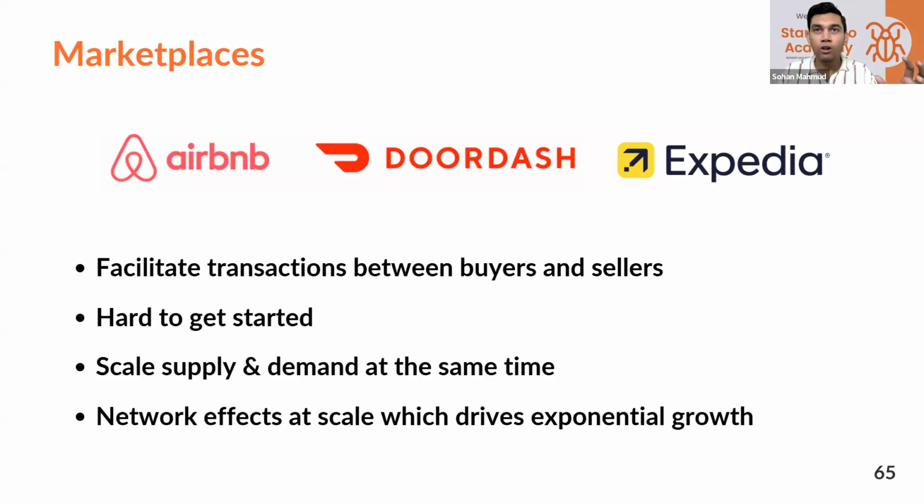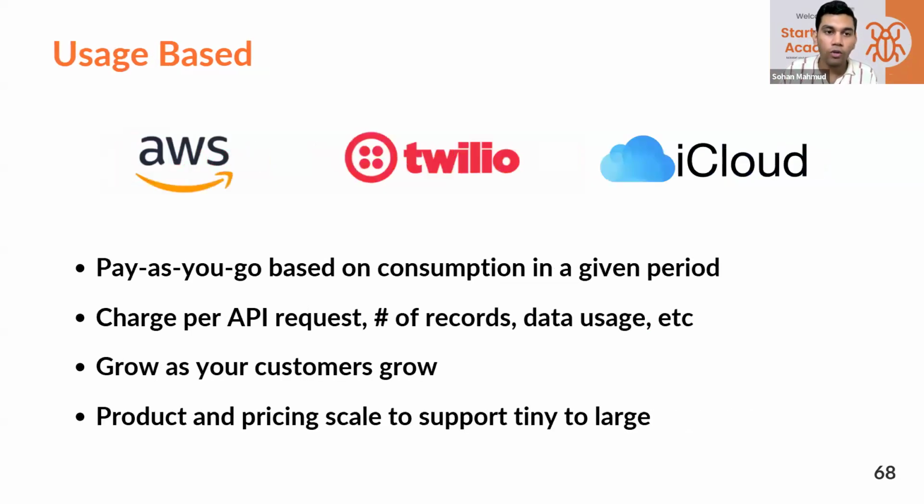Let's say, for example, Airbnb: there are some people who are trying to rent an apartment, but there are not enough people who want to rent out their apartments. That's why there's a deficit of demand and supply. So it's really important to have that supply and demand at the same time. Network effects at scale drive exponential growth. If you have a big, huge network, then when you're trying to scale out, it's going to show you exponential growth.